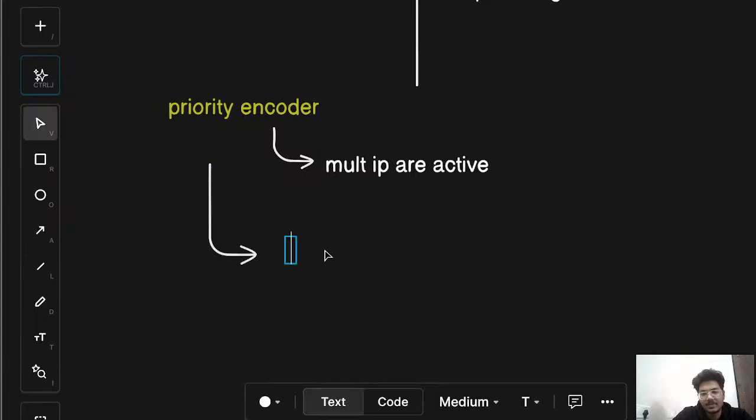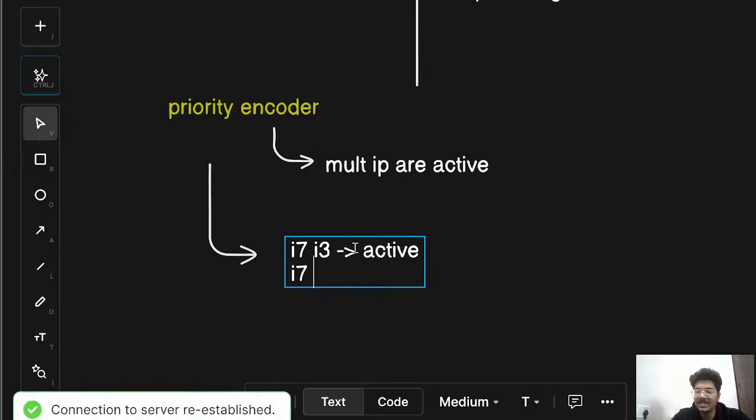Let's see what I'm trying to say. When we talk about the priority encoder, we have multiple inputs in the active state. In this example I7 and I3 are in the active state. As predefined, it selects the highest priority, so it gives the I7 output because it is the highest priority one.